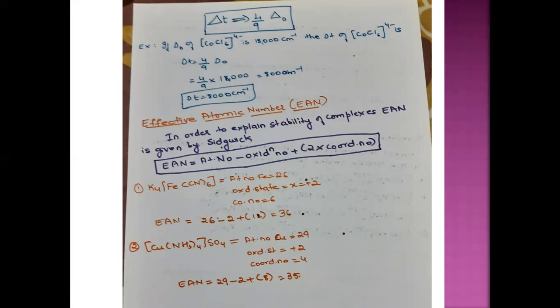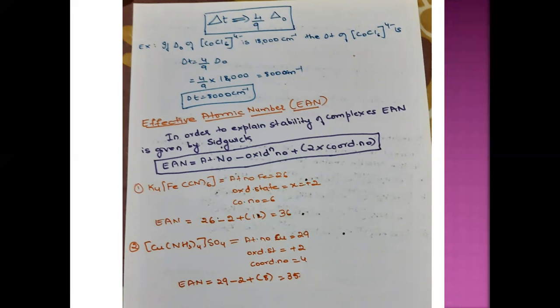how to find the effective atomic number? Most important question. You can see the question papers. The most important questions are IUPAC naming and effective atomic number. Every year there is one or another question asked on effective atomic number.